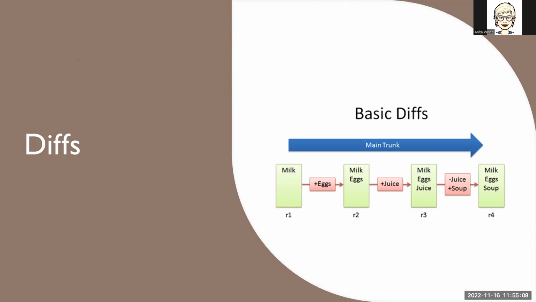So diffs help us notice changes. How did you fix that bug again? And even apply them to another branch, from one branch to another. We'll see branches in just a minute. So notice how juice wasn't even involved. The direct jump from R1 to R4 doesn't need that change since juice was overridden by soup.